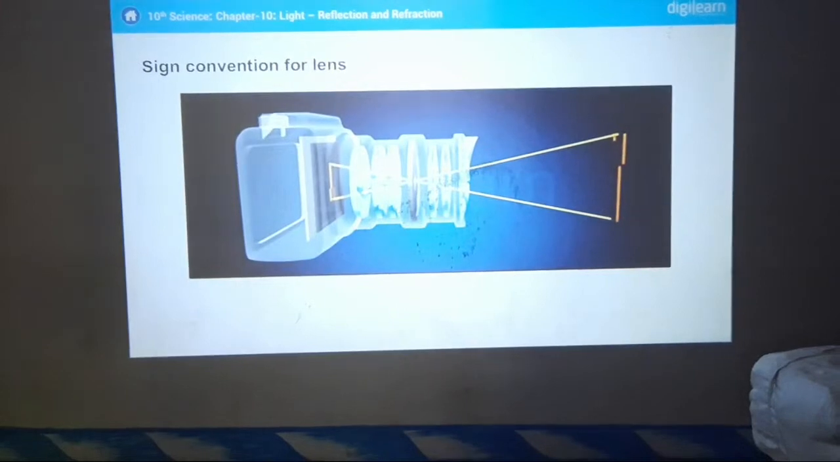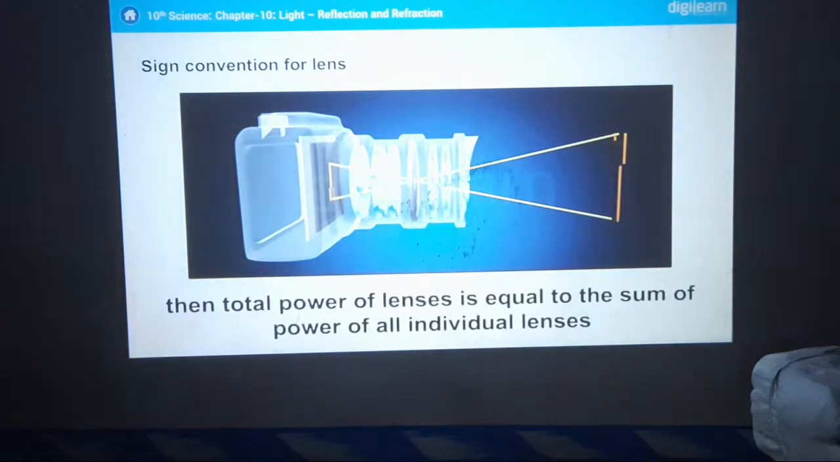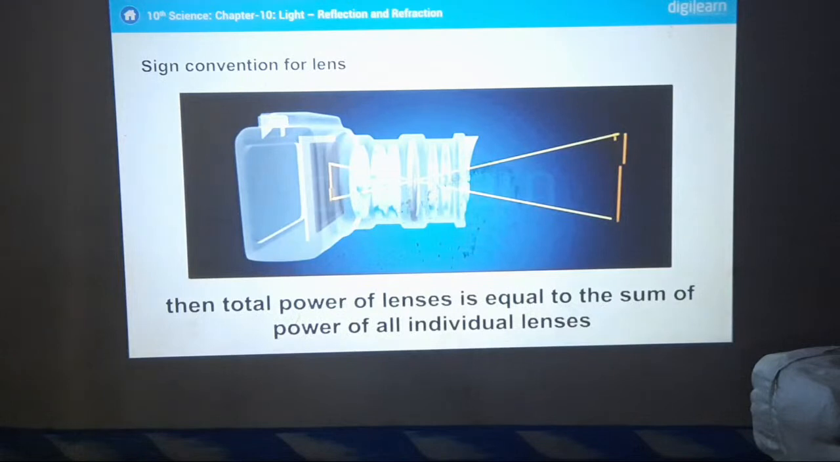Power of optical instruments having multiple lenses. When there is more than one lens, the total power of the lenses is equal to the sum of the powers of all the individual lenses. For example, if there are 3 lenses used in an optical device having powers equal to 1D, 2D and 3D respectively, then the total power of the optical device is equal to 1D plus 2D plus 3D equals 6D.